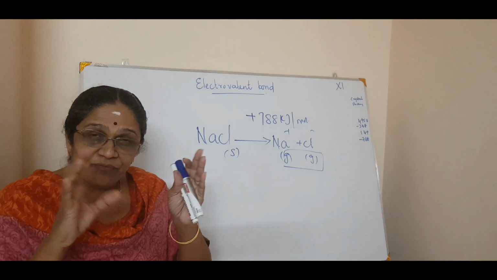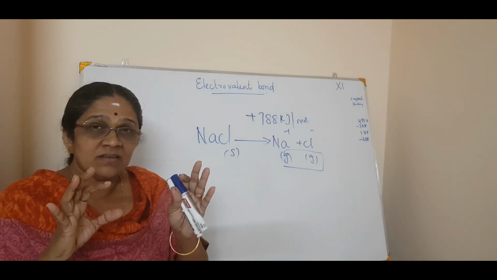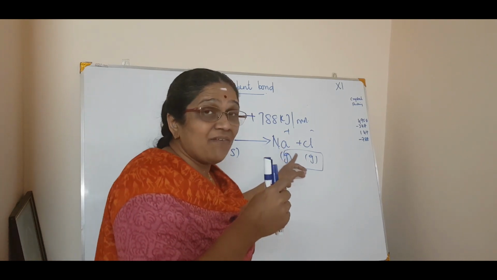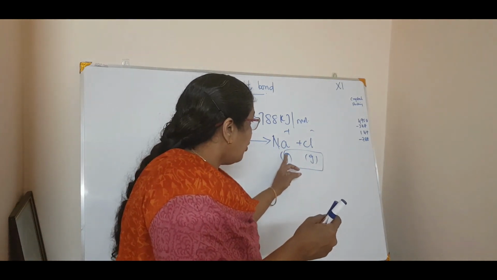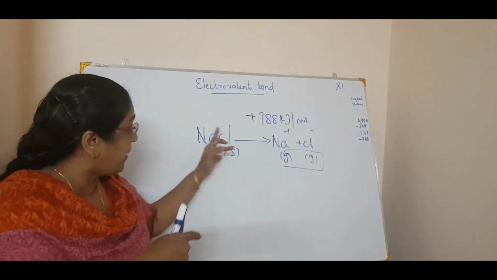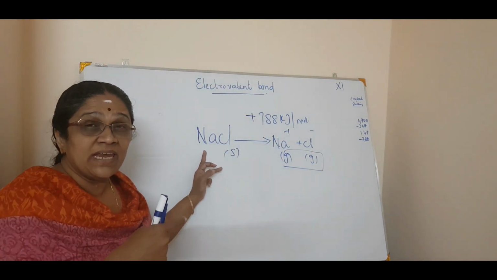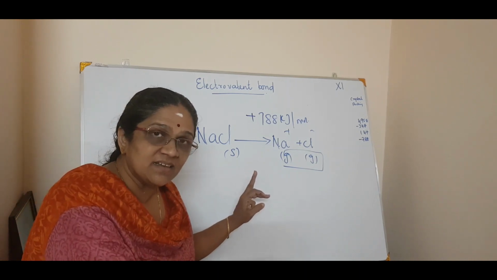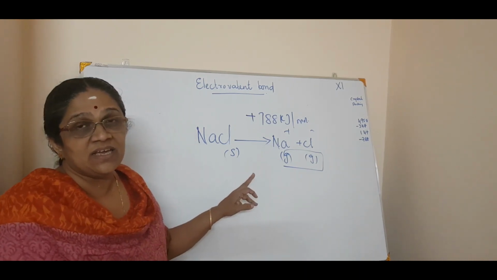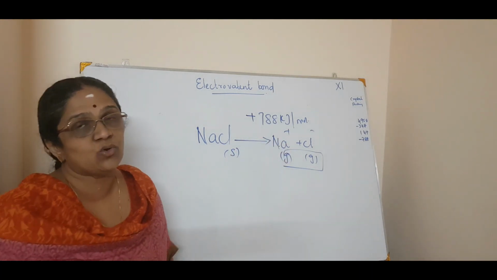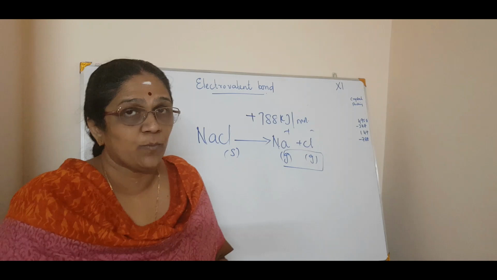So now you know the difference. You can always have a definition like this: 1 mole of Na plus and 1 mole of chloride in the gaseous state combine to form 1 mole of NaCl in the solid state. How much energy is released? That is called lattice energy. Then it will be minus 788 kilojoules per mole. Either way you can say it, no problem.